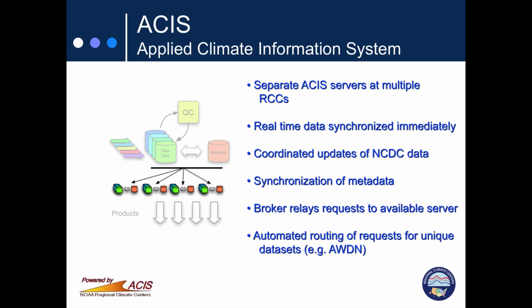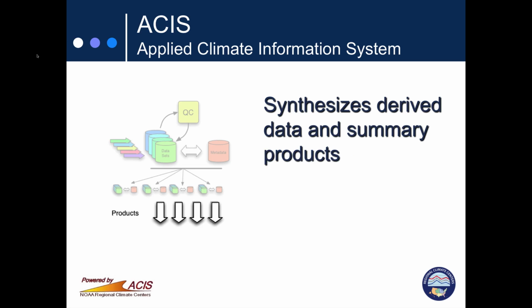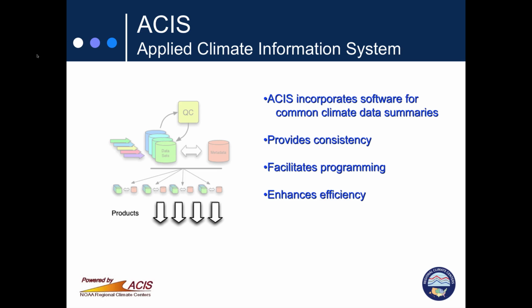Some datasets, such as the AWDN, are housed at a single site. Requests for such data are automatically routed to the proper server. Information is at the core of ACIS. The system's strength is its ability to translate data into information. ACIS should be thought of as more than just a means of accessing climate data.